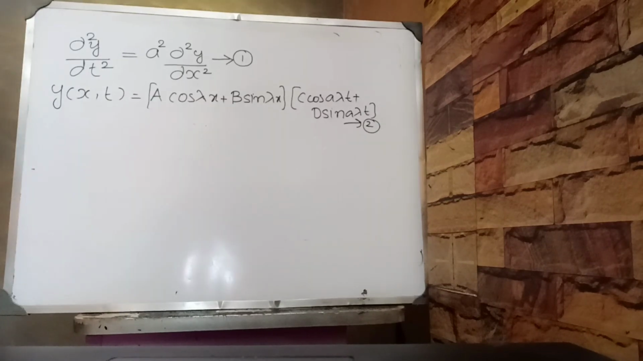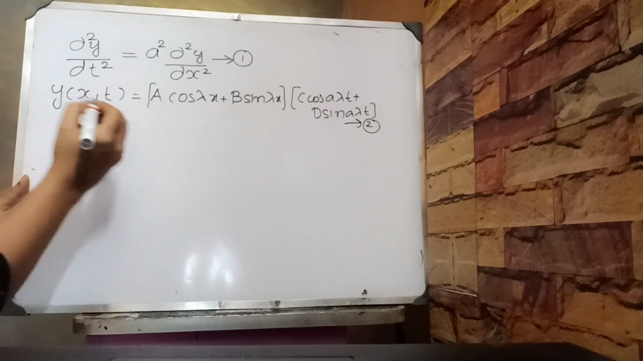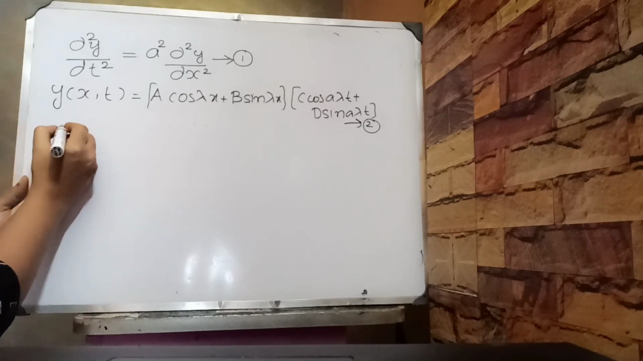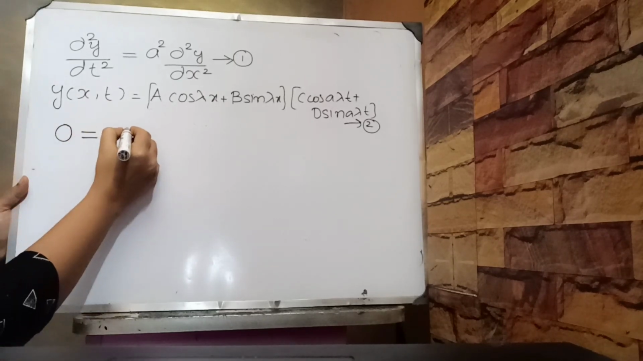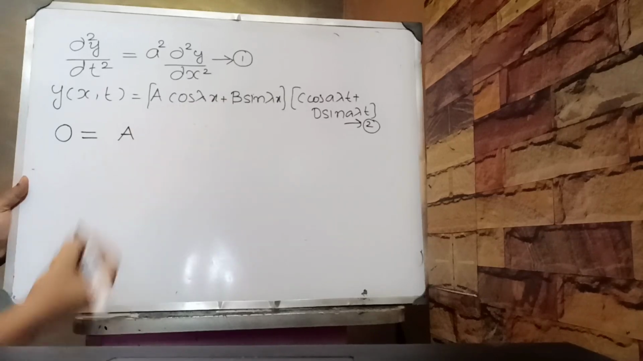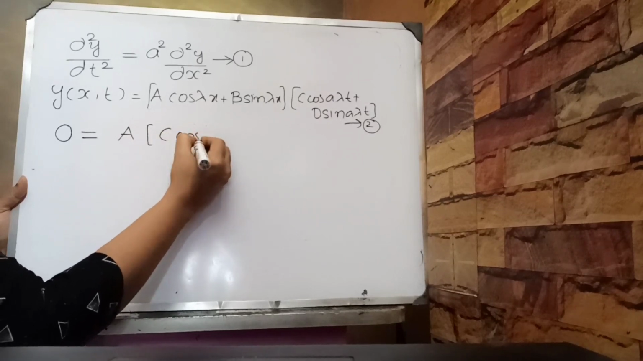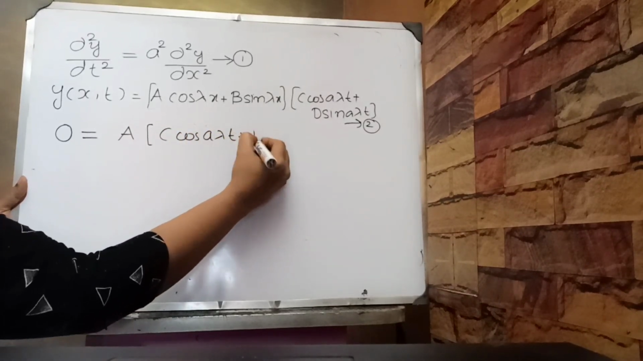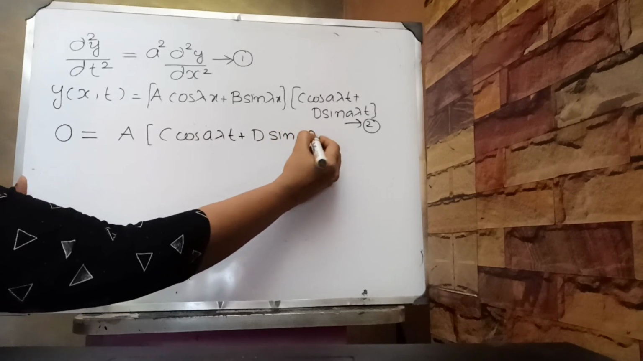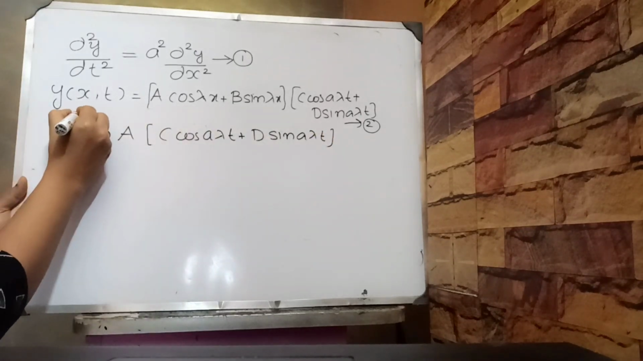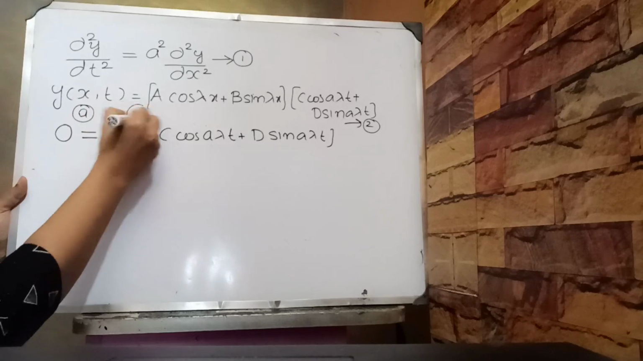Now put the first boundary condition in 2. Applying boundary condition A in 2, the boundary condition says that y(0,t) is equal to 0. So you have to put x equal to 0 and t equal to t as such. So we get 0 equal to A cos 0, that is A, plus B sin 0, which is 0, into (C cos aλt plus D sin aλt). This is by putting A in equation 2.